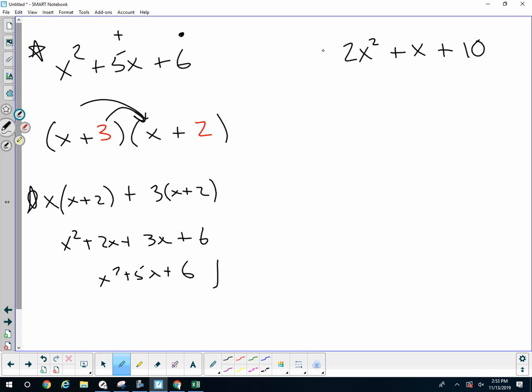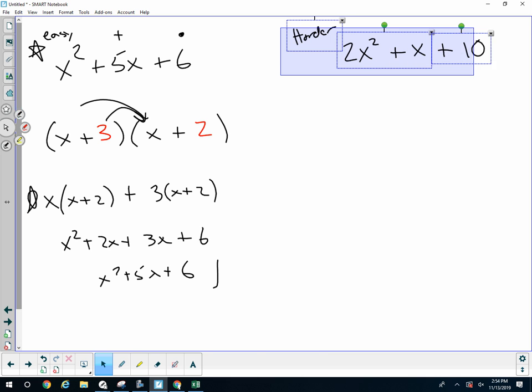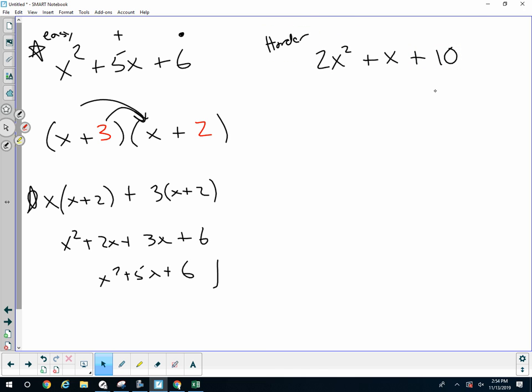Now, we are going to factor this. This is harder. Okay, so we're going to spend the rest of our time factoring the harder situations. All right. This is what we're going to do. First, we're going to pretend like we don't see this. And we're going to try to just pretend I have a different question.